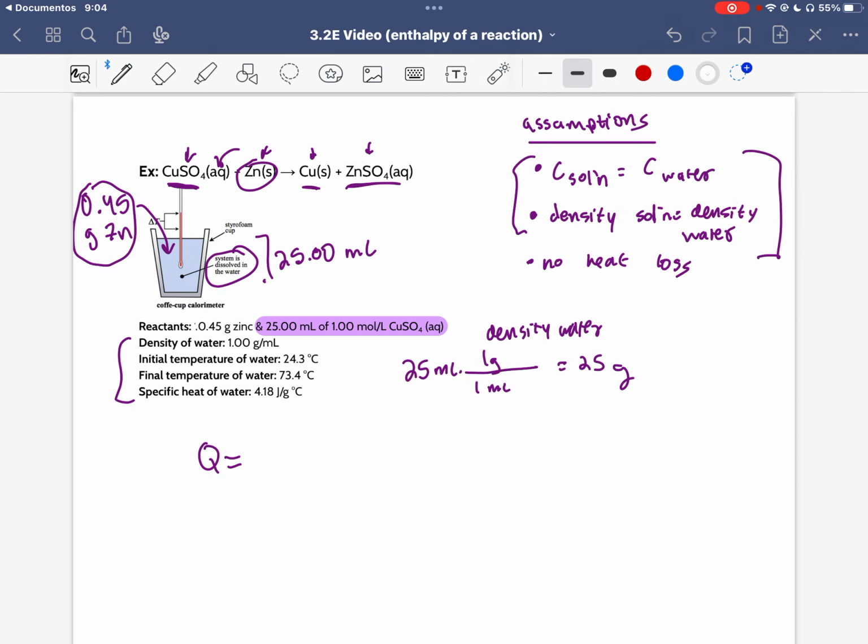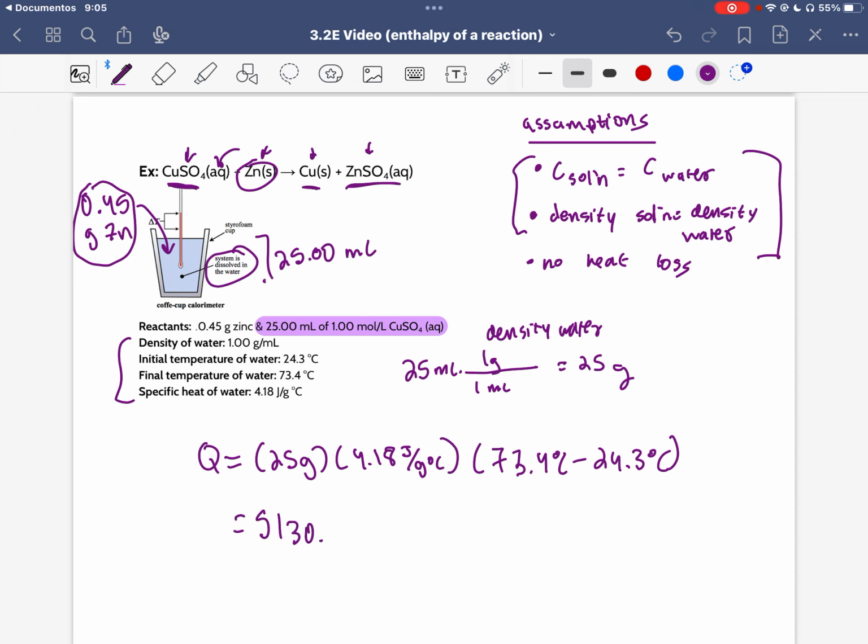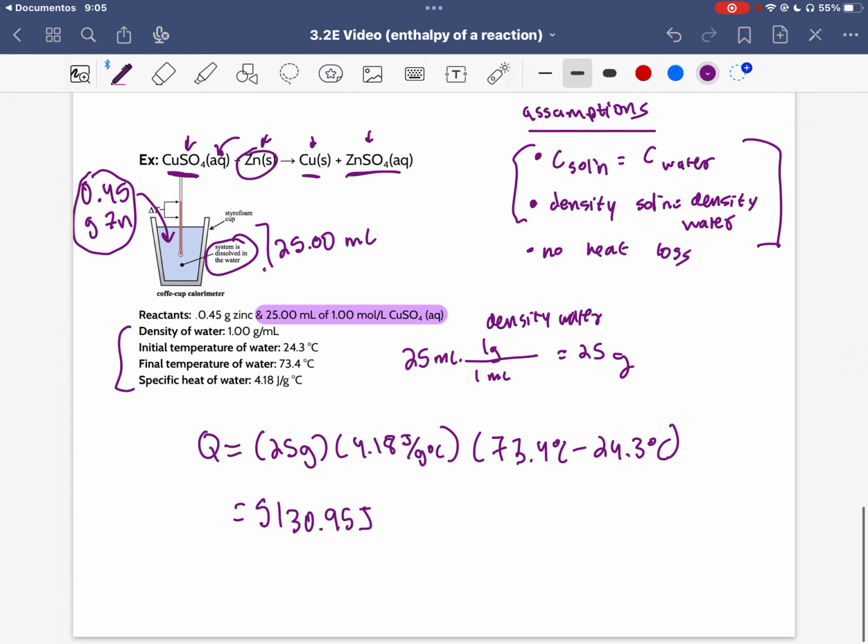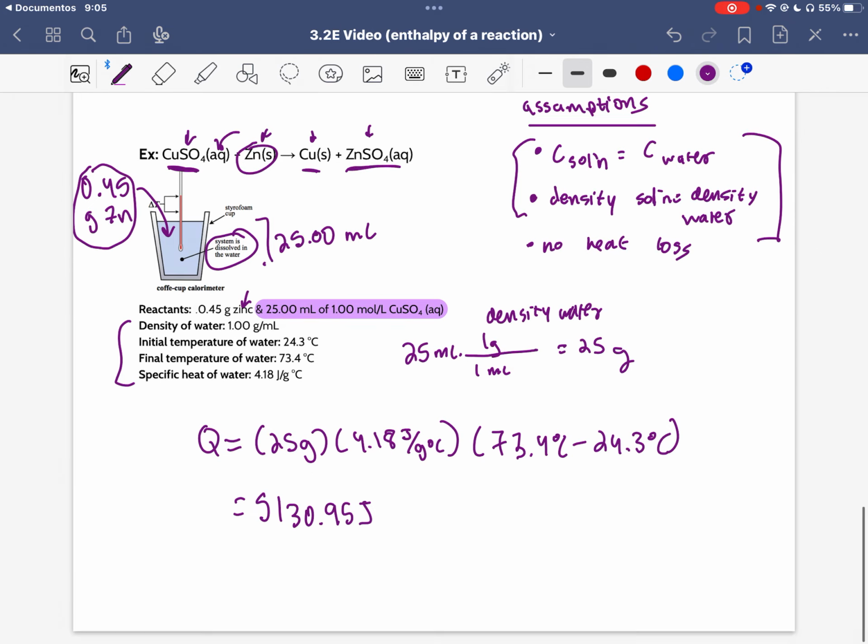All right. Now, specific heat, we already talked about that. We're going to use the specific heat of water. So I have 25 grams, specific heat of water because I'm in a solution. The vast majority of stuff in the solution is water. And my temperature change is 73.4 degrees Celsius minus 24.3 degrees Celsius. And I'm going to find Q. 25 times 4.18 times 73.4 minus 24.3, and I get 5130.95 joules. And that's for these amounts of reactants.